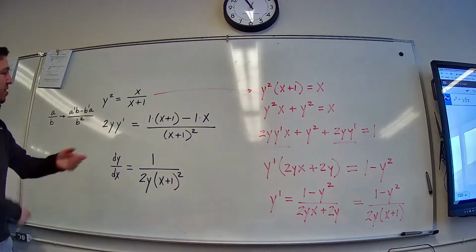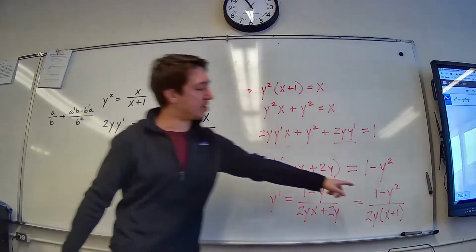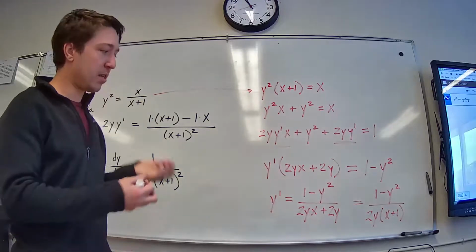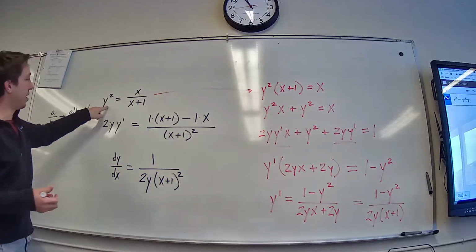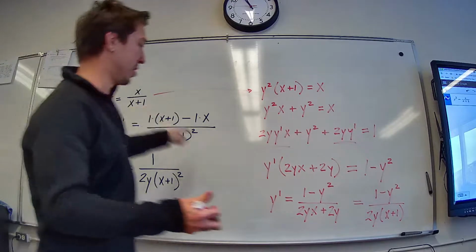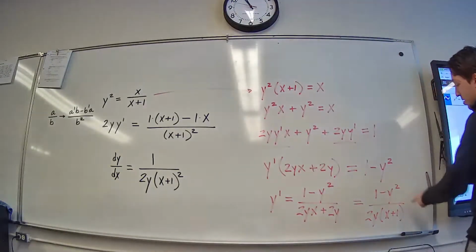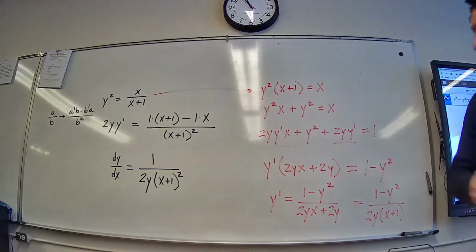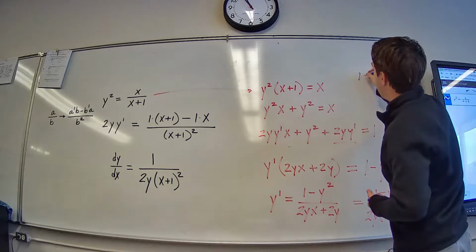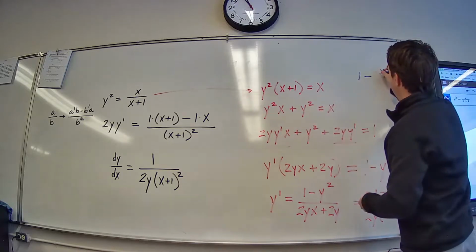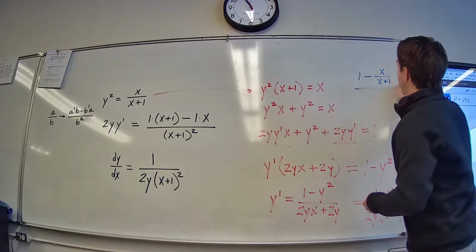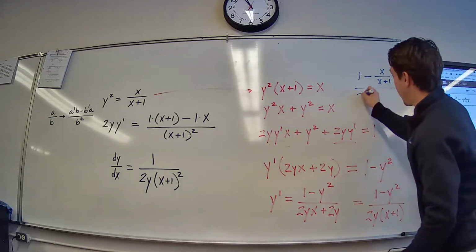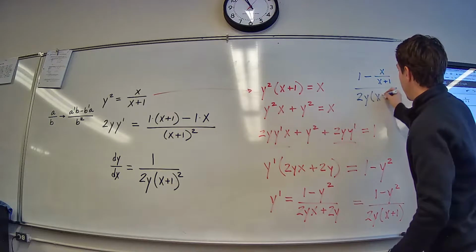Oh, you know what? I think here's a substitution. If you replace this y, let's see if this works out. We're almost out of time anyway, so we can just wrap it up. That y squared is equivalent to x over x plus 1. So if you write this as 1 minus x over x plus 1, replace the y squared with x over x plus 1, and then the bottom just looks the same.